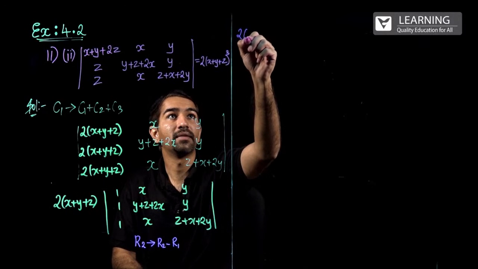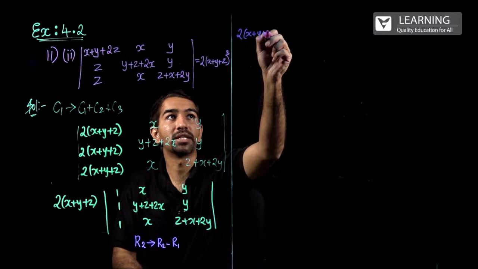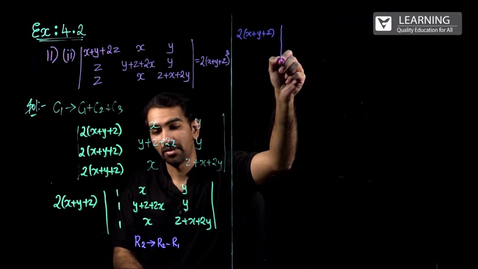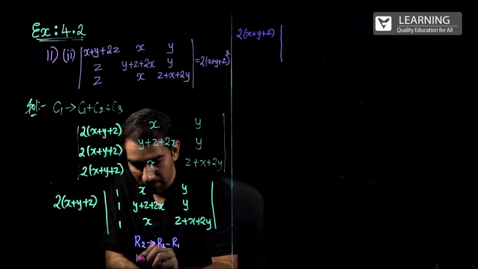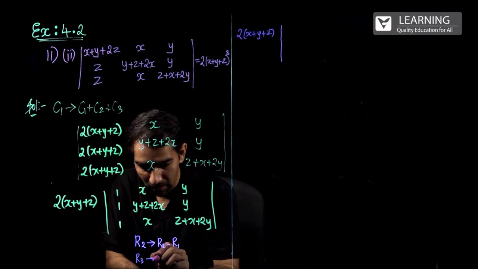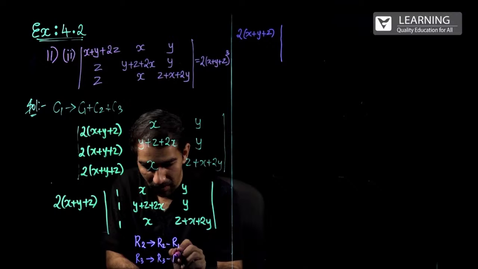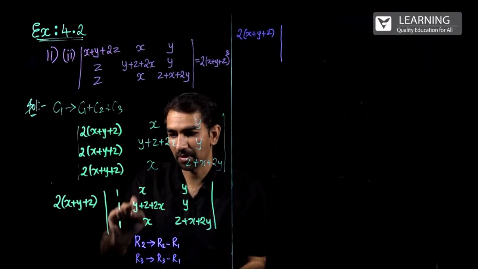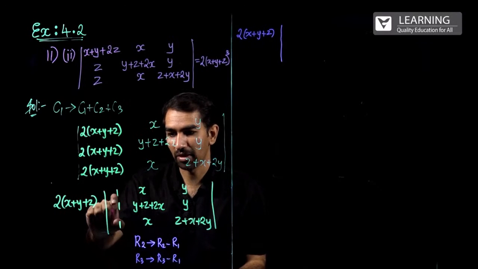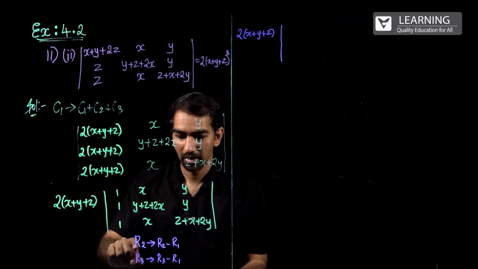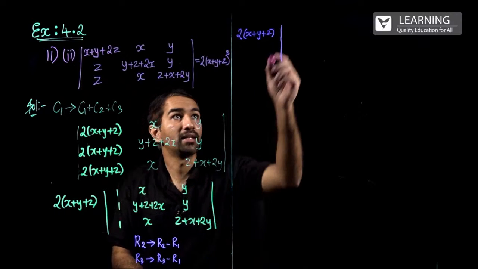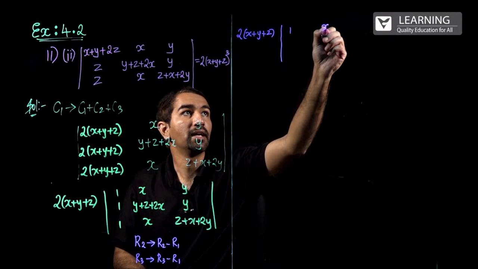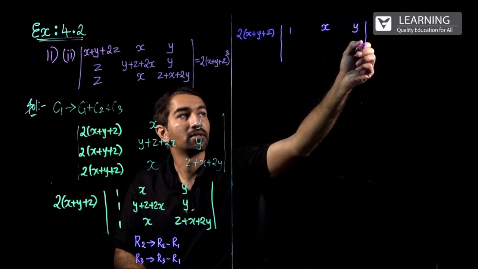So we are already having 2 of x plus y plus z outside. Okay. So we'll also do one more operation. R3 is equal to R3 minus R1. So this will also become 0, right? 1 minus 1, 0, 1 minus 1, 0. So these both are 0. So R2 and R3 are getting changed. R1 is not getting changed. So let us write that first. 1 x y. So R1 is finished.